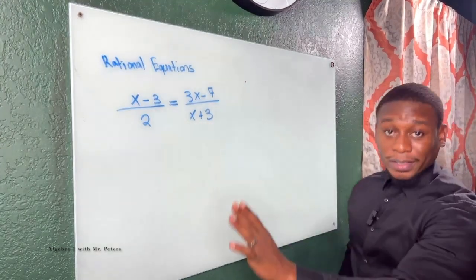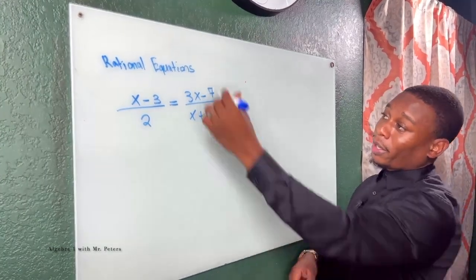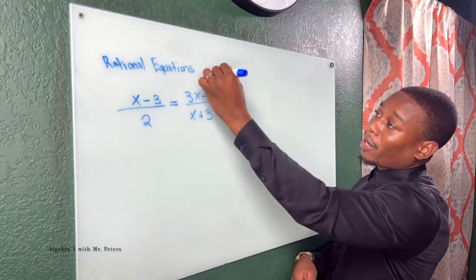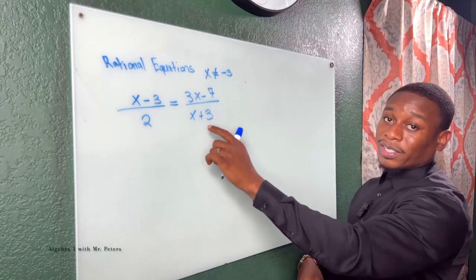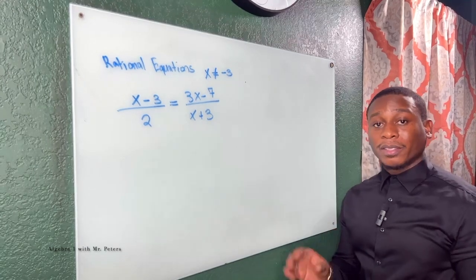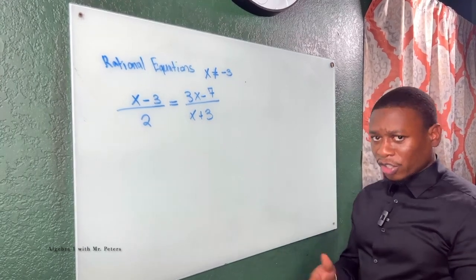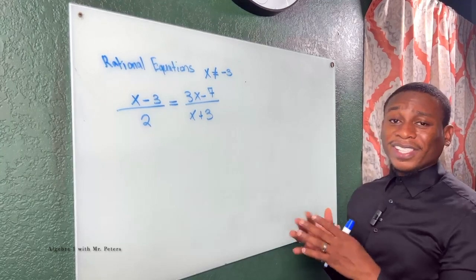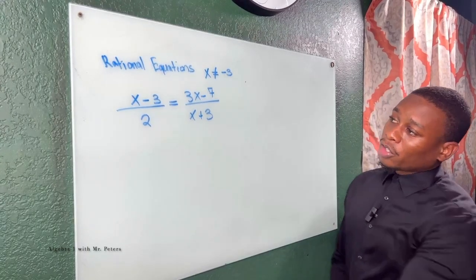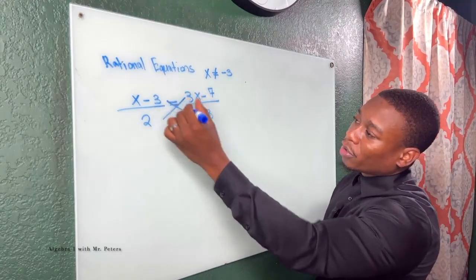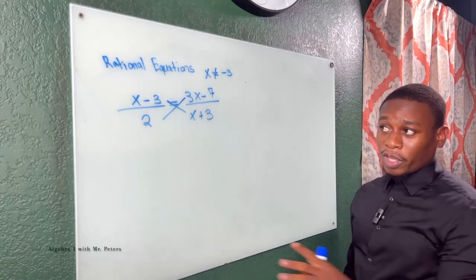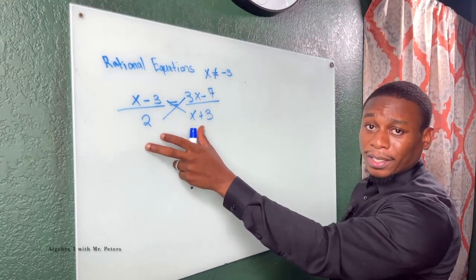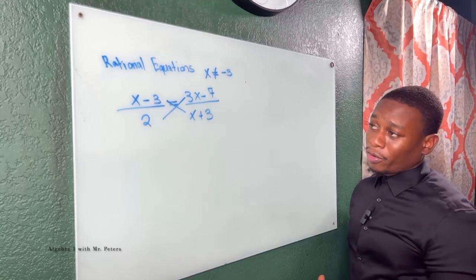If this was like a test, we'd have to go ahead and say that, hey, x cannot be equal to negative 3 because that'll be undefined. You always have to identify those extraneous solutions or what x cannot be, okay? So the first method is always to cross multiply. And I'm telling you, if you have a simple rational equation like this, always follow this method, okay?